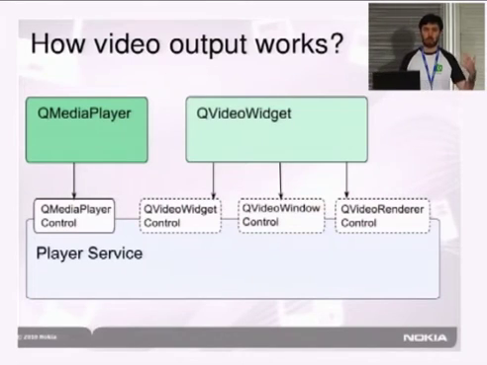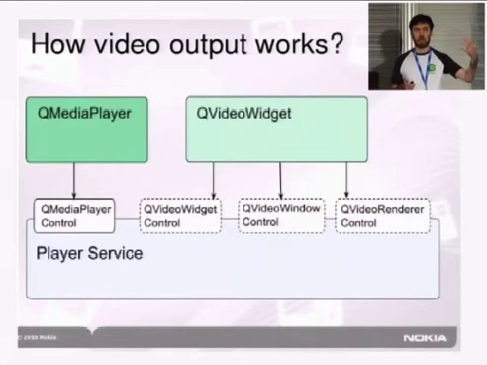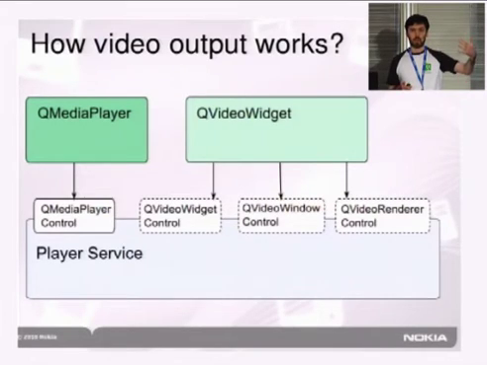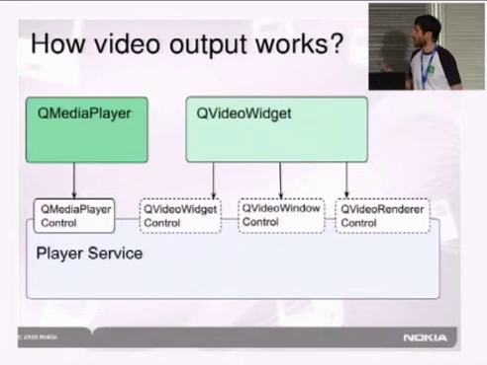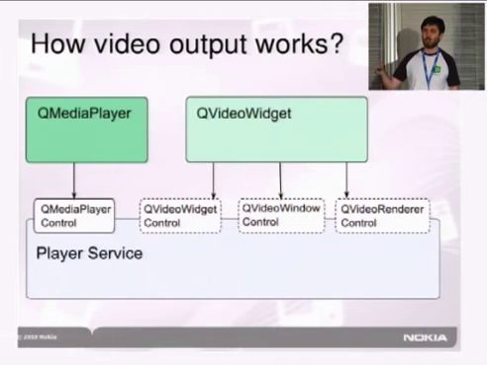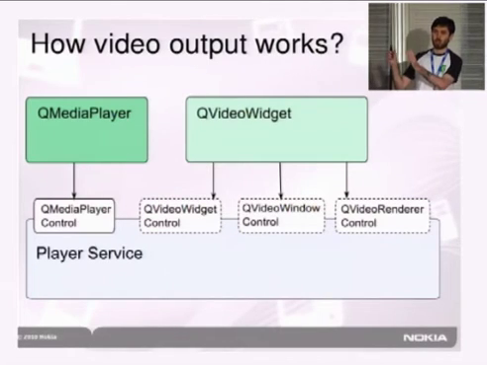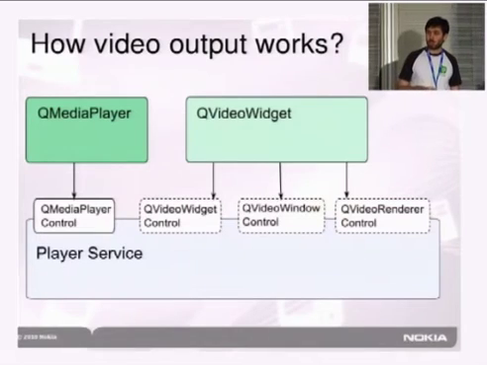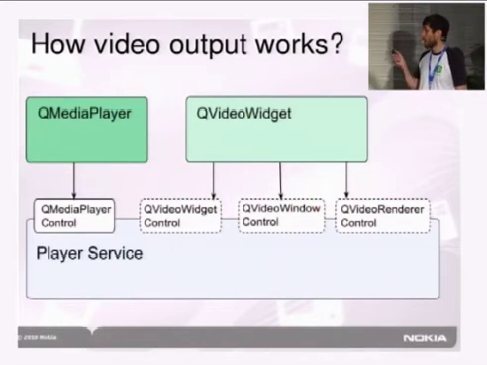It's where our player service gives the video widget to the application. So there will be video, and the application puts it into the layout. Another control is the QVideoWindowControl, where the application tells the service: please render video to this window ID, to this geometry, to this region. And the third control is the one we are interested in now.